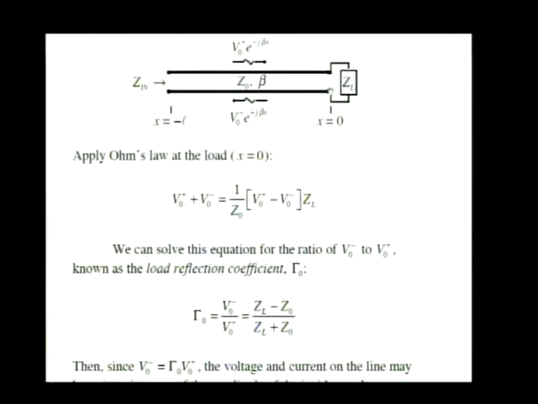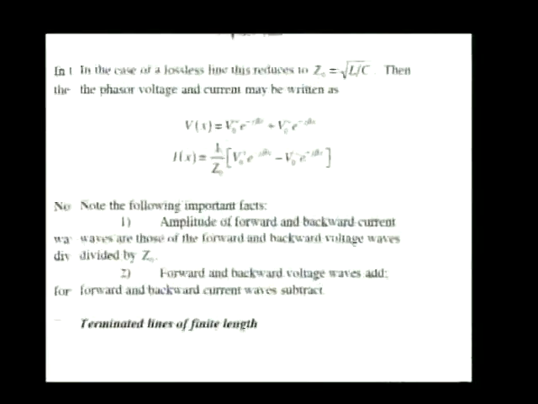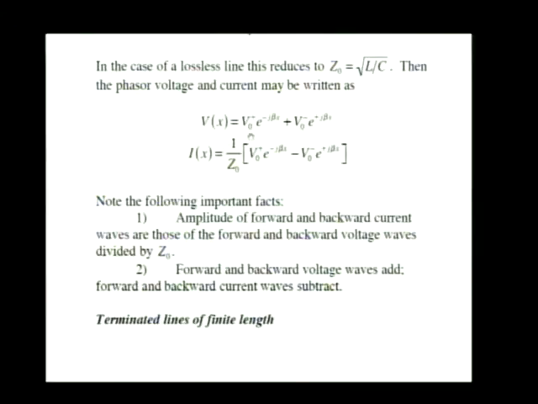The voltage at the load terminals, as far as the transmission line is concerned, is given by taking the equation for the voltage on a transmission line and setting x equal to 0. Here's V of x in general on a transmission line, and we want to know the particular value of V at x equals 0. That's where our load is. So V of 0 is given just by setting x equal to 0.